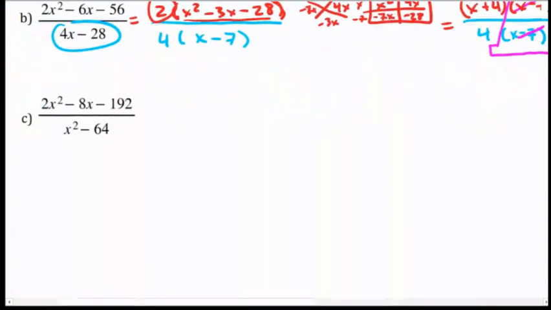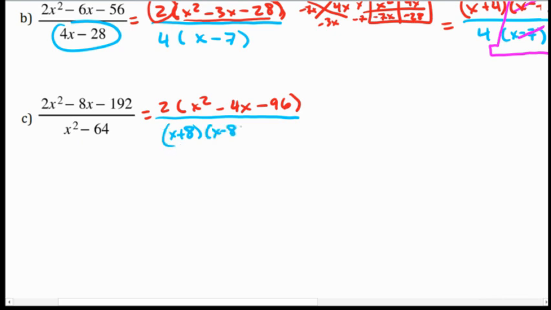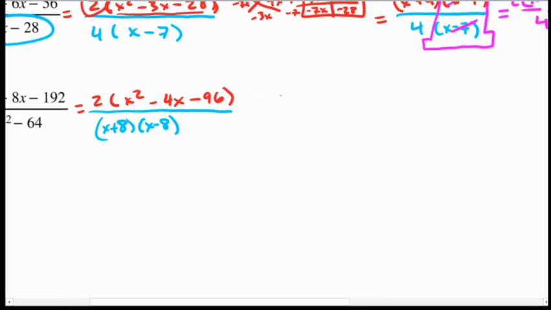Okay, last one here. Top has a greatest common factor again, so we'll keep in color. So we got 2 that we can pull out. This becomes x squared minus 4x minus 96. And the bottom here is a difference of squares. So this becomes x plus 8 and x minus 8. And so I will diamond and box this red one. It gets kind of a big number here, but you'll see what we get in a second.